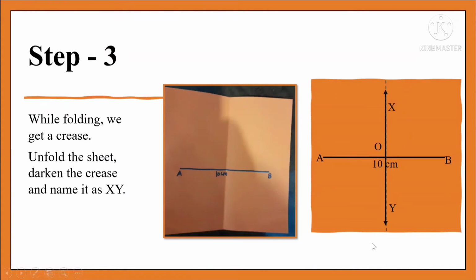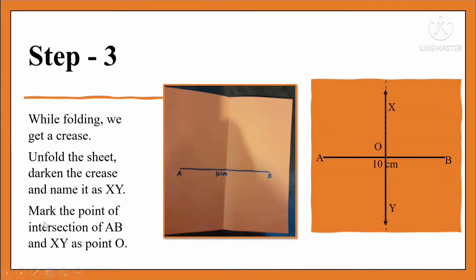So this is going to be your pasting work. You will take the sheet and you're going to fold it. You're going to open it and paste it after drawing the perpendicular XY, right? Next, mark the point of intersection of AB and XY as point O. So I mark this point as O.